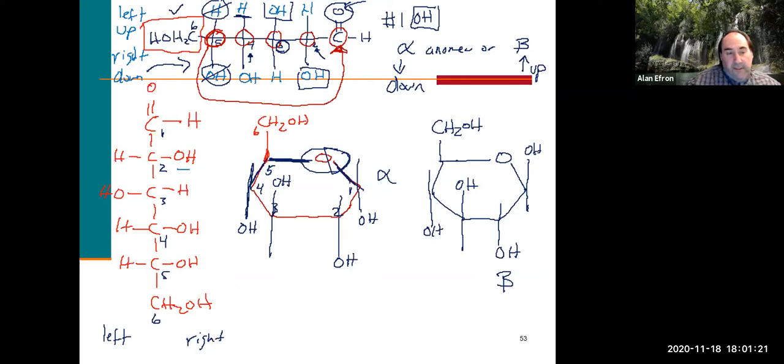No, so if your question is, is this an alpha anomer? Most of them are going down. Alpha really just means that the last OH group on carbon number 1 is in the down position, while if you draw the beta one, it's in the up position. So that's it, and they will tell you which way it goes.